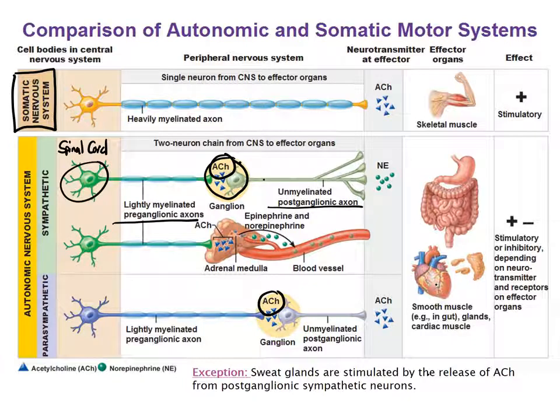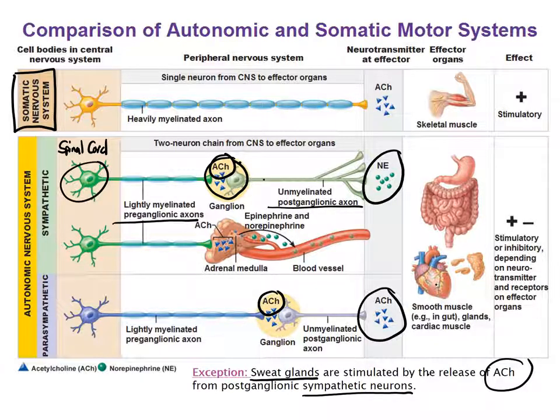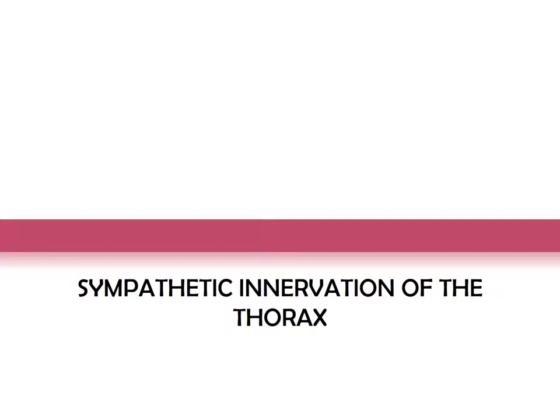However, between the postganglionic neuron and the effector tissue, the sympathetic division will release the neurotransmitter norepinephrine, which activates adrenergic receptors. On the other hand, the parasympathetic division continues to release the neurotransmitter acetylcholine in order to either stimulate or inhibit the effector tissue. Now, of course, there is always an exception to the general rule. In this case, the exception is sweat glands. Even though sweat glands are innervated by sympathetic neurons, they are stimulated by the release of acetylcholine instead of the release of norepinephrine. Now let's take a look at the sympathetic division and how it innervates the thorax specifically.